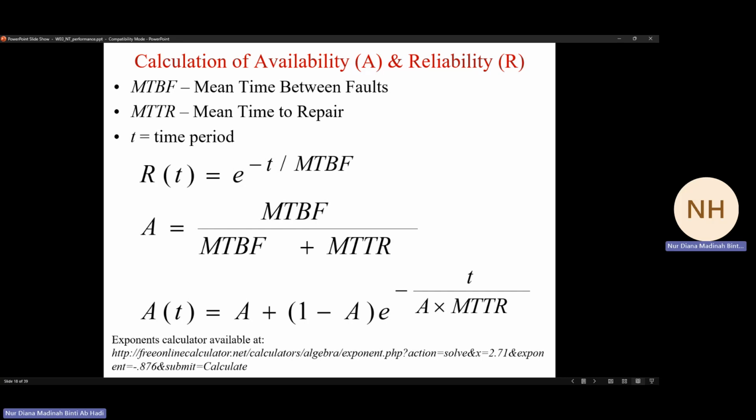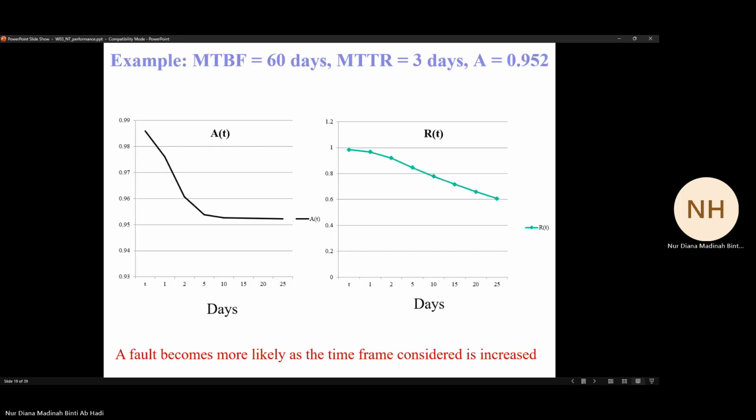While for instantaneous availability, you will need to use A, which is your availability, plus 1 minus A, multiplied by the exponential of negative t divided by availability times MTTR.